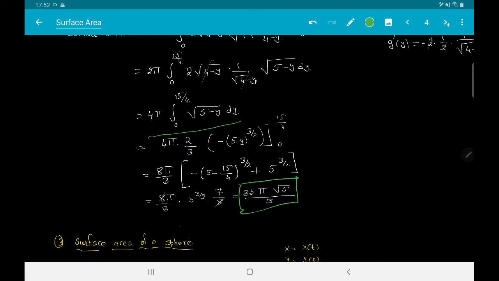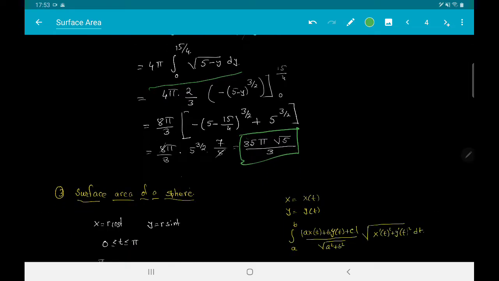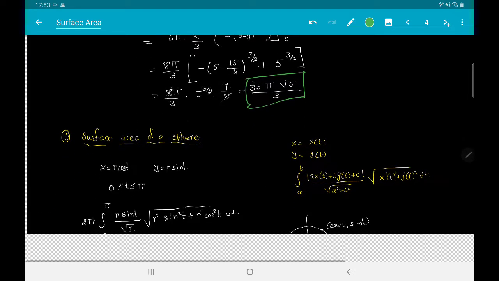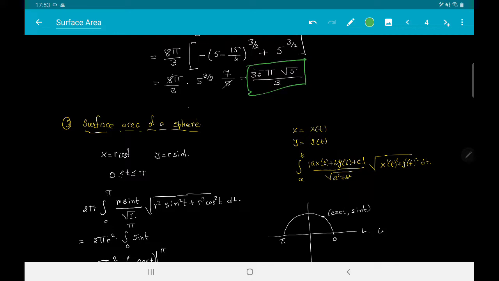One last example, something that you have seen in your coordinate geometry or mensuration courses in your high school: how do we compute the surface area of a sphere?